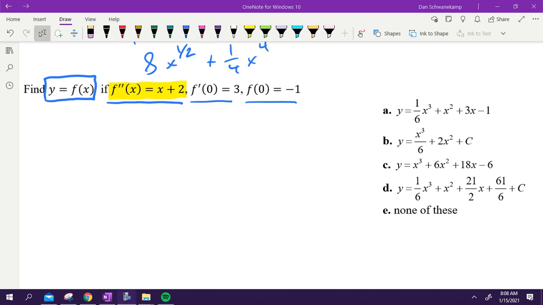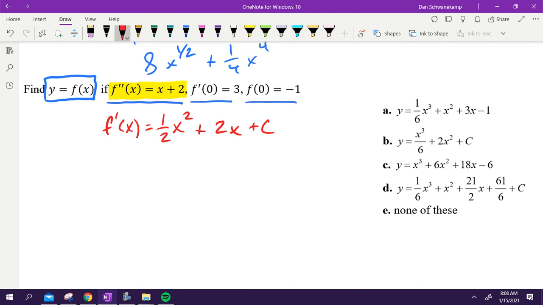Good. We're doing a little bit better on this one. We start off here. We want to find f prime. They told me f double prime, and I'm trying to get to f. So first thing I do is find f prime of x. If I find the antiderivative of x plus 2, I add 1 to my exponent and divide by my new exponent. That's my antiderivative. I didn't have bounds, so it's plus c.